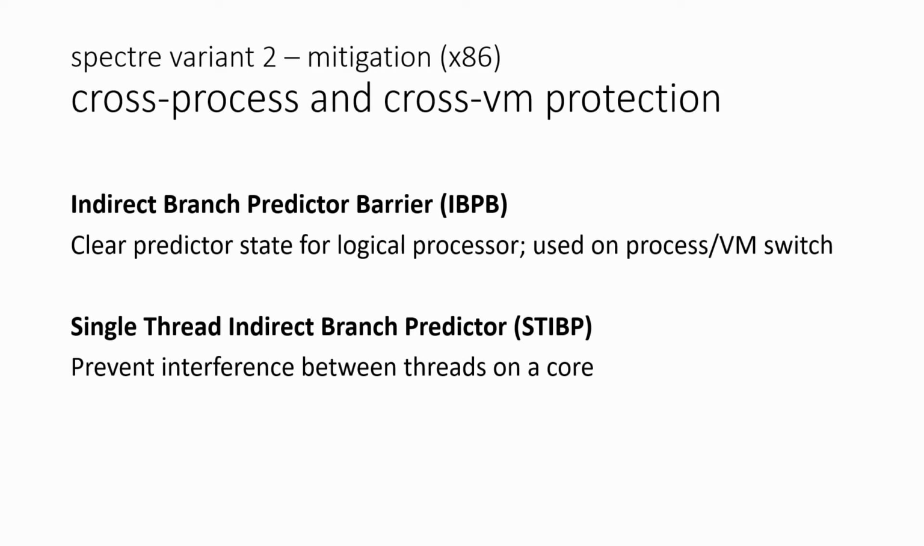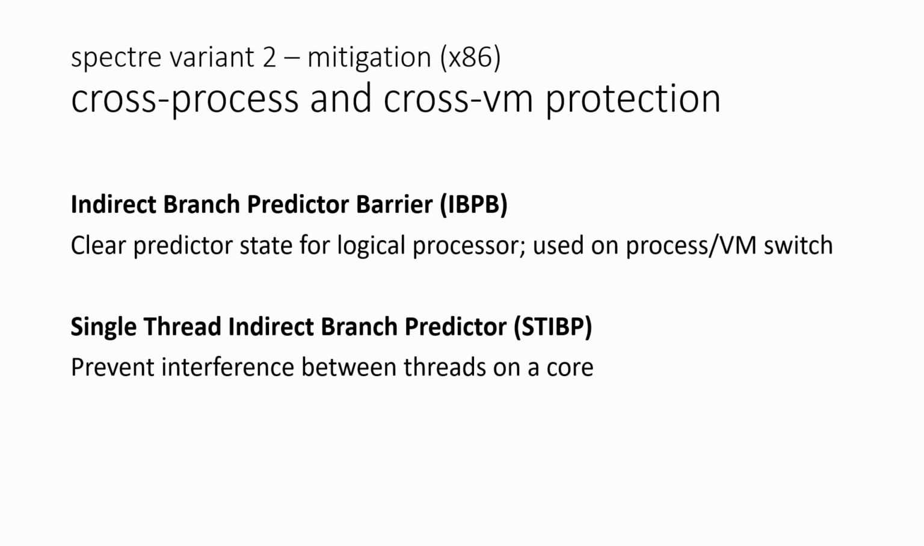IBPB clears the state of the predictor so that code that runs afterward cannot be affected by code that ran before on the same logical processor. We use IBPB when switching between processes or VMs. One thing though, did you catch the part about the same logical processor? As it turns out, a lot of chips share the same indirect branch predictor across logical processors on a physical core. So a hostile user process can influence any other process it happens to get co-scheduled with.